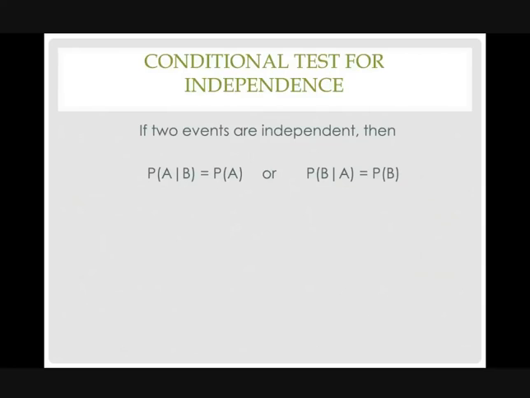So, the conditional test for independence. If two events are independent, then the probability of A given B is still the probability of A. The fact that B occurred has no effect on A. And also vice versa, where the probability of B given A is just the probability of B. It's as if the other event never existed. They exist on their own. They are not codependent.